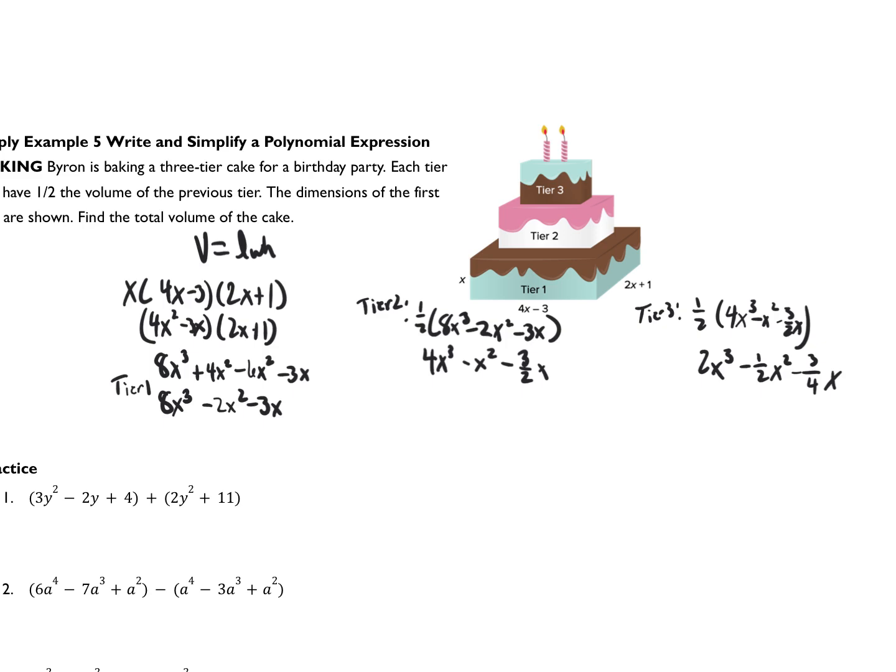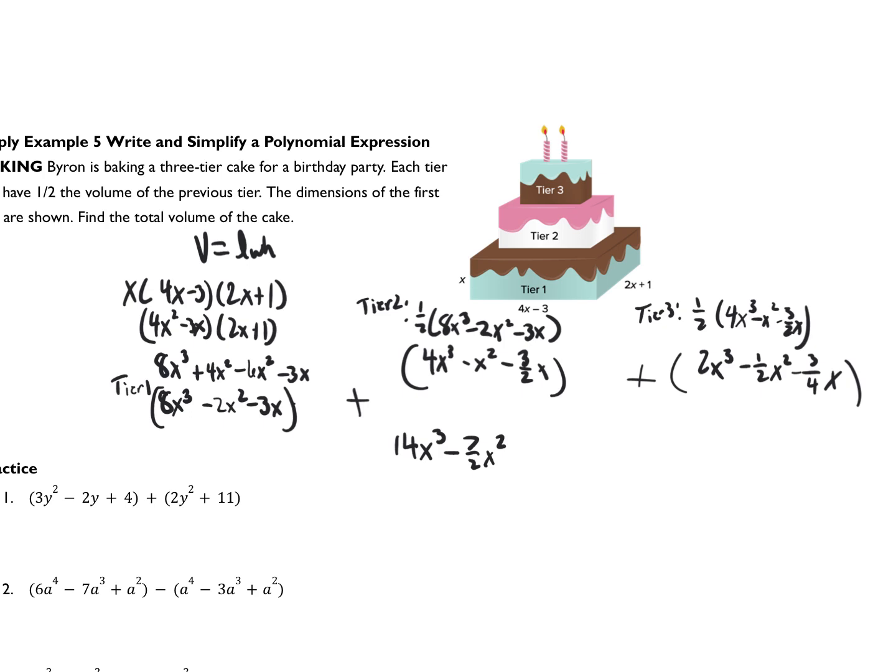So now what I'm going to do to find the volume of the entire cake is I need to take tier 1's volume and add it to tier 2's volume and tier 3's volume. So I have 8x cubed plus 4x cubed plus 2x cubed. So that is 14x cubed. And I have negative 2x squared, negative 1x squared, and negative 1/2 x squared. So that's negative 7/2 x squared.